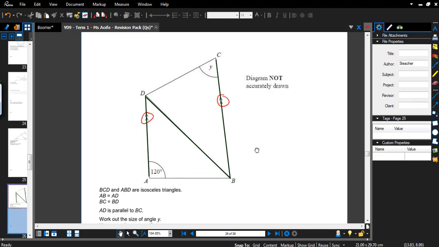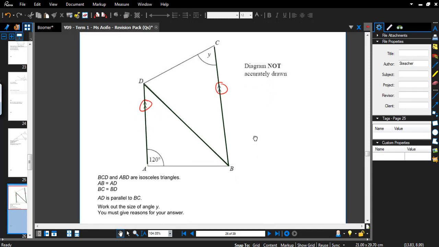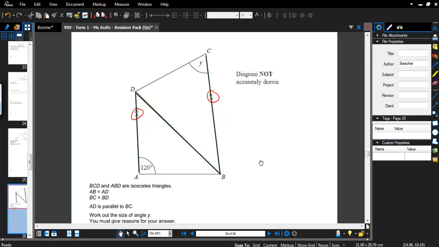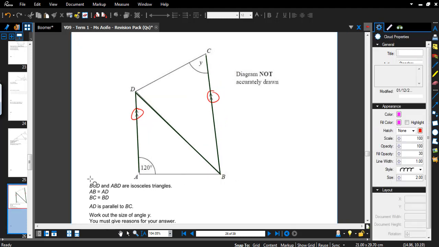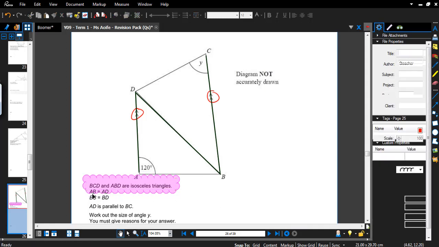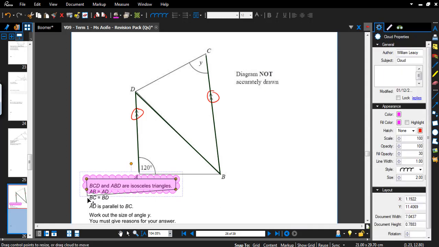Now, what does that tell us? It is going to help us a lot, actually. Work out the size of angle Y. Okay. Now, what are we told here? BCD and ABD are isosceles triangles. And we're told this as well. We're told BC and BD are equal. And we're told AB and AD are equal.